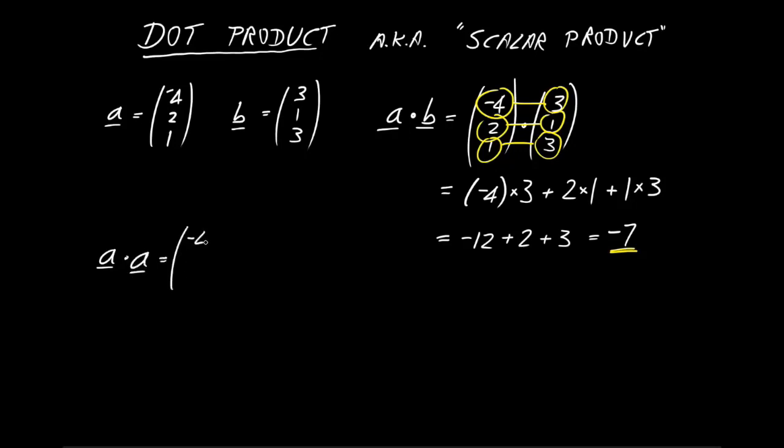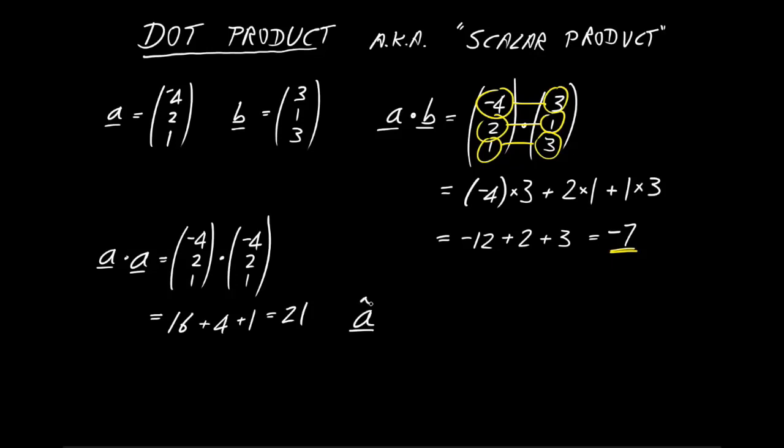Let's do A dotted with itself. So that's going to be minus 4, 2, 1 dotted with minus 4, 2, 1. Now, of course, because we're multiplying each component by itself, that will always be a positive number. 16, minus 4 by minus 4, and 2 2s are 4, and 1 1 is 1. And so that's going to add up to 21. It must add up to a positive number. It's made of 3 positive numbers summed.